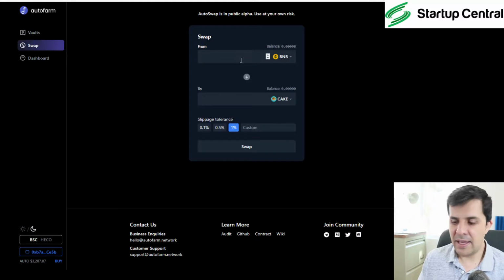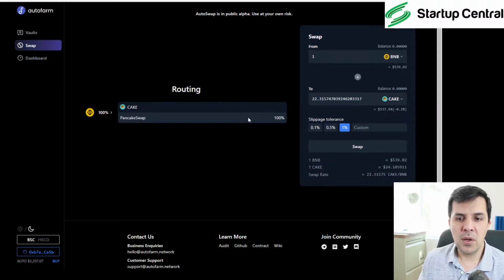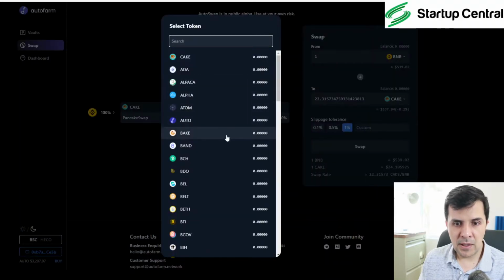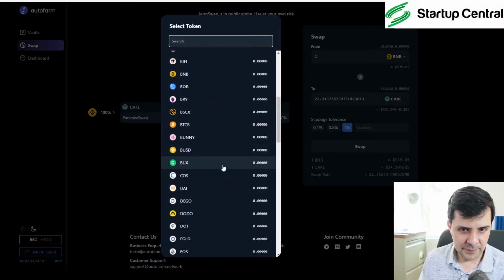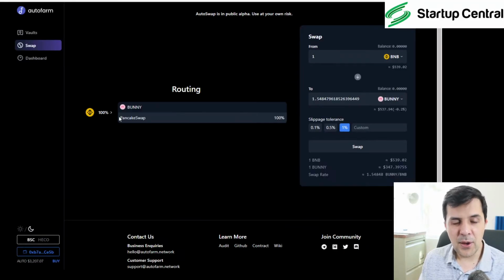So let's say we have one BNB. It will route the trade via PancakeSwap. And of course, it's their native token. And then you will get for each BNB, which currently is $539, 22.31 Cake. Now, the nice thing about this is that if you select a different token, let's choose something interesting, let's say Bunny. Okay, their route is also via PancakeSwap, but depending on what token you're trying to trade, it will route via different projects, and then you will get a better exchange rate.